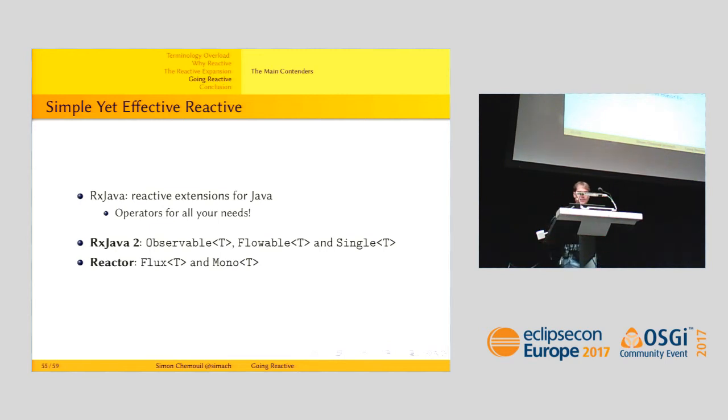So your reactive types in Reactor will be Flux instead of a Publisher or an Observable. It says I have a flow of data. And Mono will be like Optional. It's 0 or 1 piece of data. It's a bit like a promise of an optional.